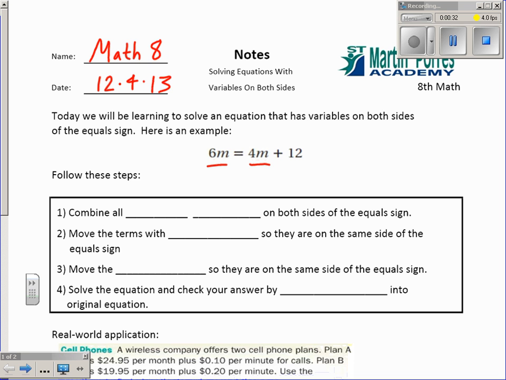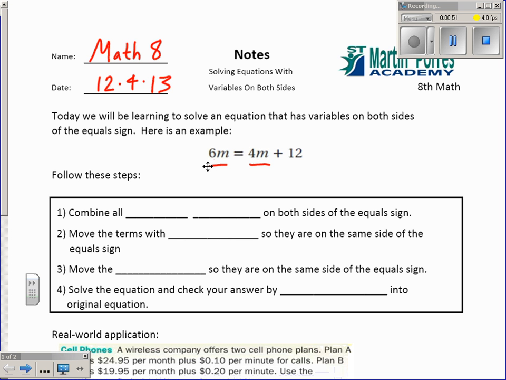I'm going to skip the real world application. We're going to do the problems on the back together, and then you're going to work on this real world application for homework. Just fill in the chart, try to make sense out of it, answer the questions after, and that's what you're going to talk with your pod mates about when you come in tomorrow.